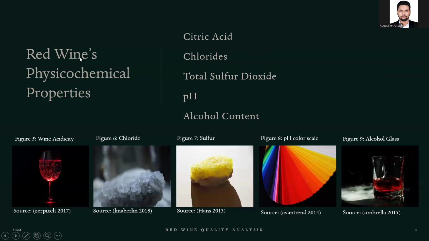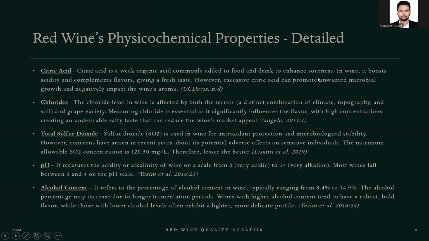Now, these are the physicochemical properties given for the red wine in this data set: citric acid, chlorides, total sulfur, pH level, and alcohol content. Let's understand each of them in detail. Coming to citric acid, it is added in wine to boost the acidity and complement the flavor of the wine. However, when we add citric acid excessively, it can promote unwanted microbial growth.